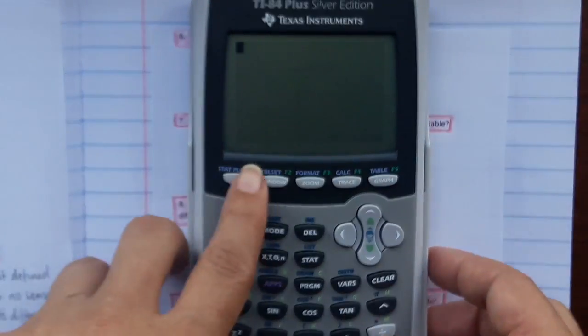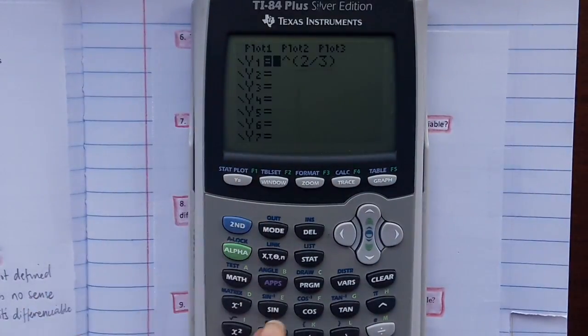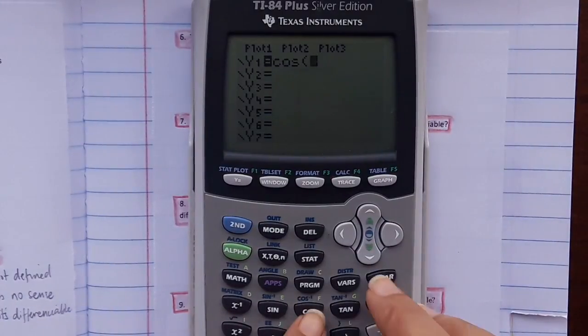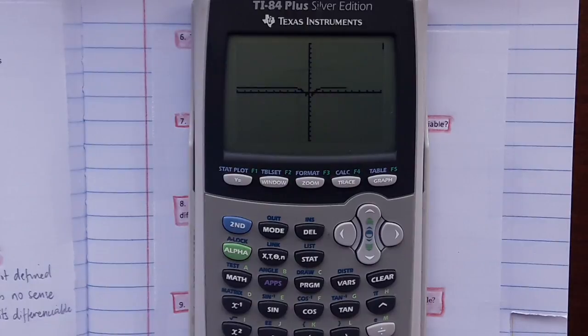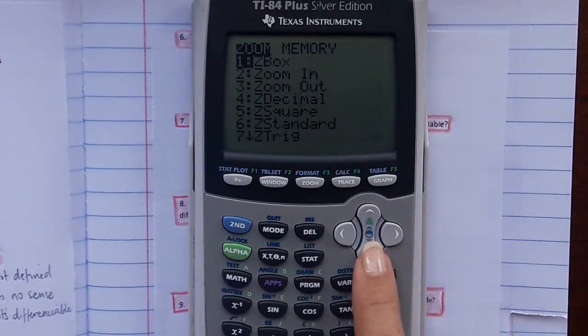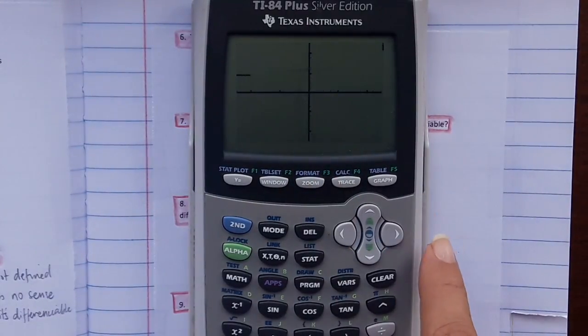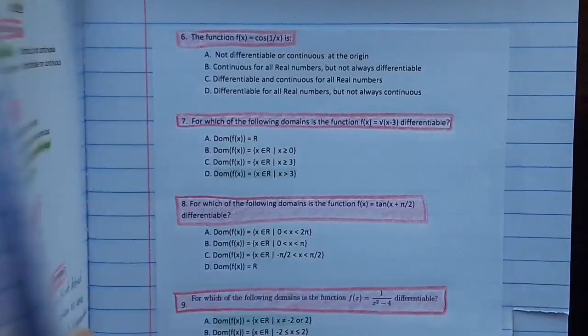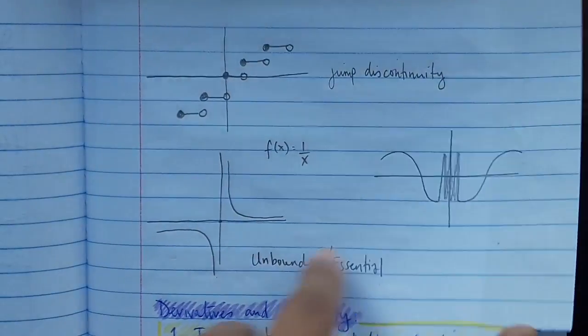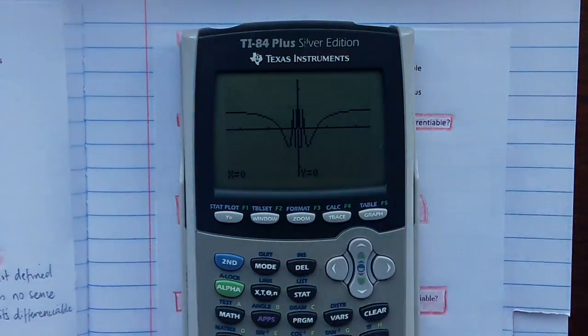Alright, next one. Go ahead and plot it. Y equals cosine of 1 over x. Close the parentheses so it does the whole thing. Alright, so it does a little something. Zoom in, let's see what it does. So zoom in, press enter. Oh, so that's that function I was looking at earlier. So that was cosine 1 over x.